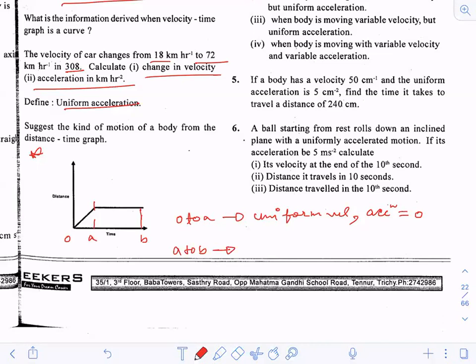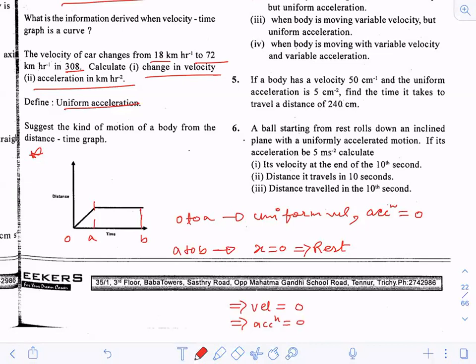No distance. Okay, so x value is 0. This means the body is at rest. If the body is at rest, what is the velocity of the body now? 0. If the velocity of the body is 0, what is the acceleration now? 0.